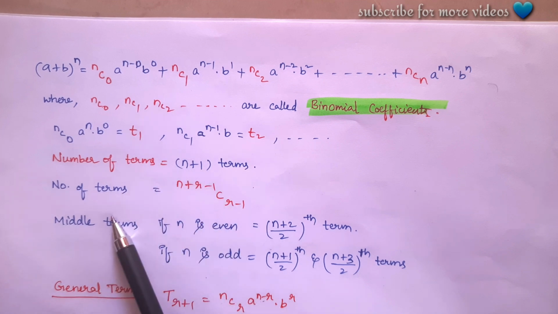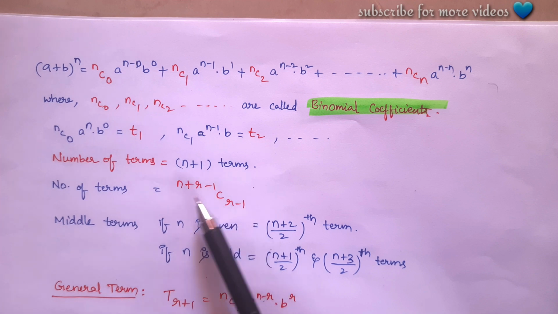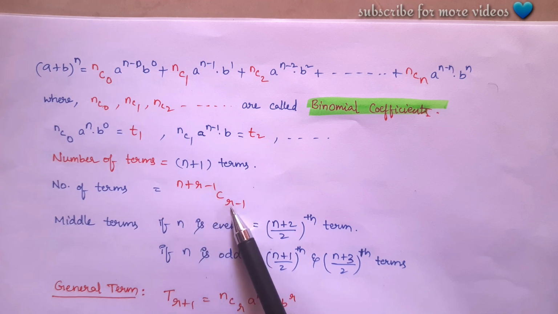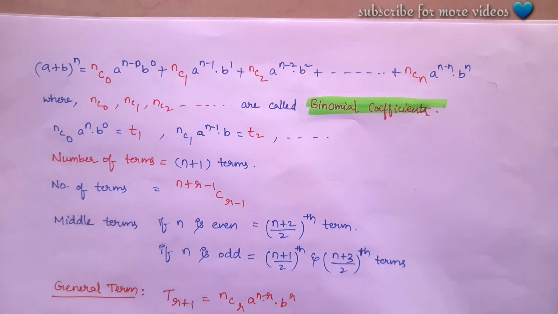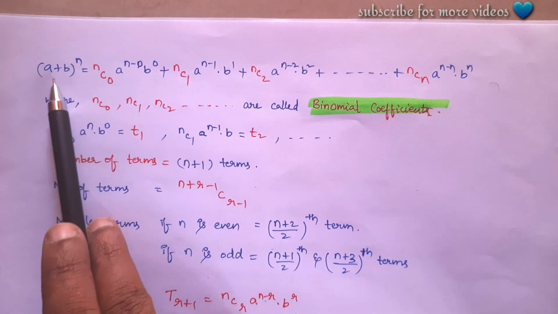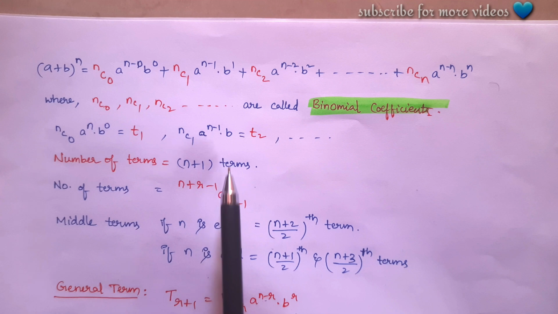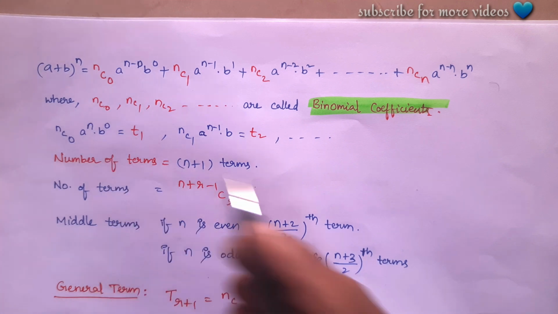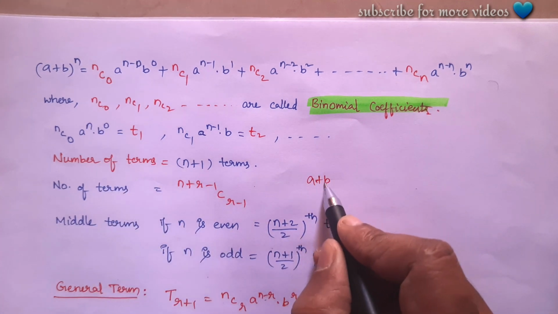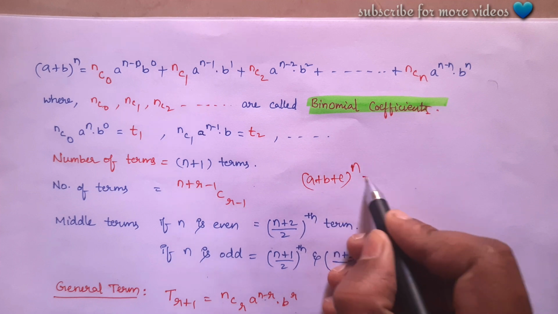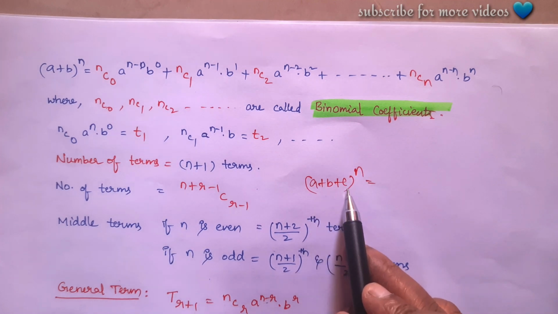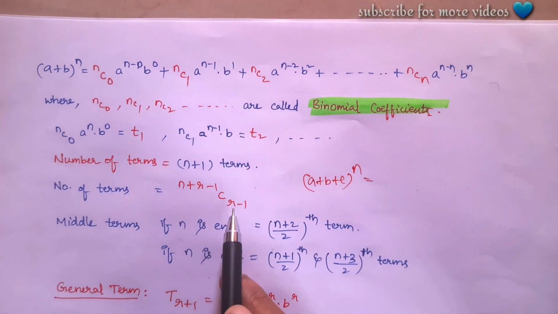Now, the actual formula to find the number of terms is n plus r minus 1 C r minus 1. For (a plus b) power n, where there are 2 terms, we can find the total number of terms is n plus 1. Instead of 2, if you have, for example, (a plus b plus c) whole power n, with 3 terms, the formula is n plus r minus 1 C r minus 1.